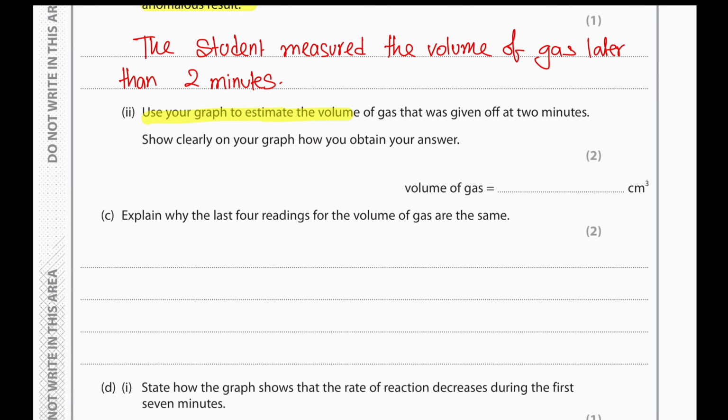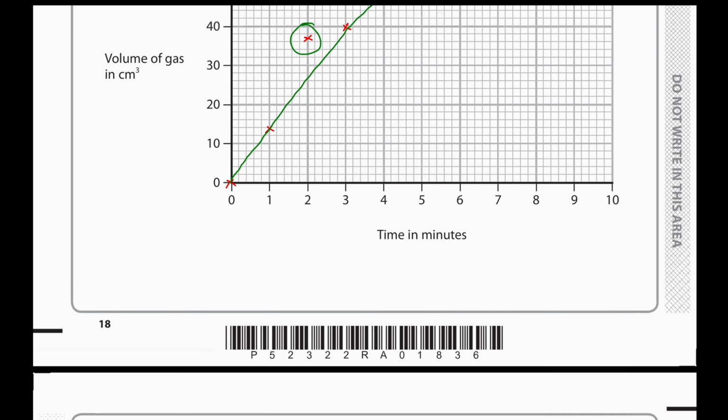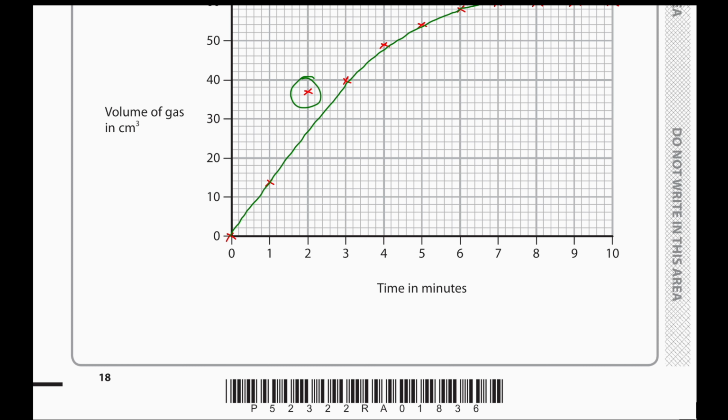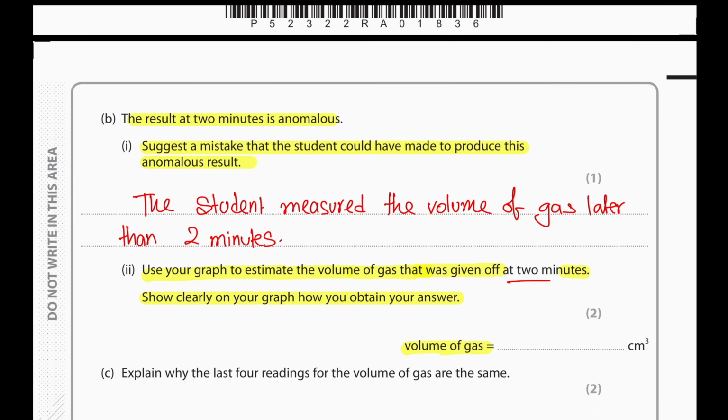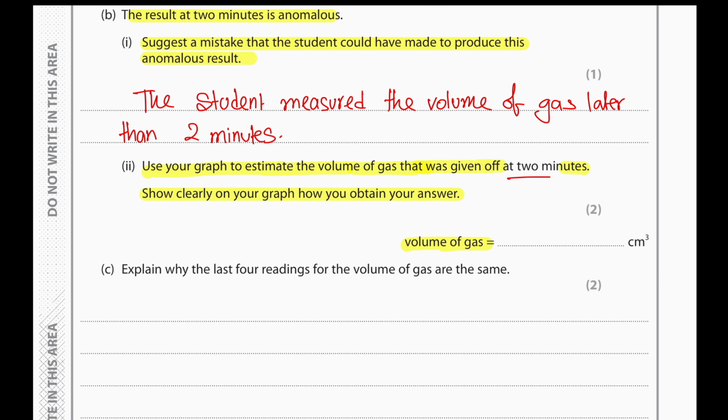Use your graph to estimate the volume of gas that was given off at 2 minutes. Show clearly on your graph how you obtain your answer. First of all, we will talk about the volume of gas. So at 2 minutes, what we are going to do is extrapolate at 2 minutes. We will draw a straight line up until it touches the graph, and then we will draw another line across until it touches the y-axis. So we can see the graph reads about 26.5 cm3. We can answer up to 3 significant figures. Alright, so 26.5 would be correct.